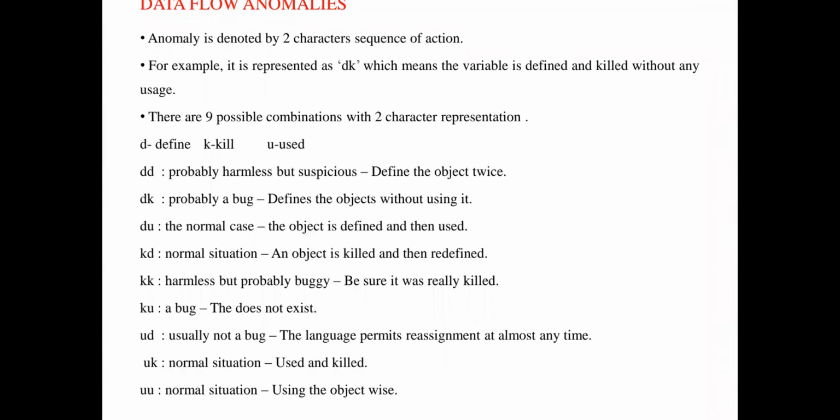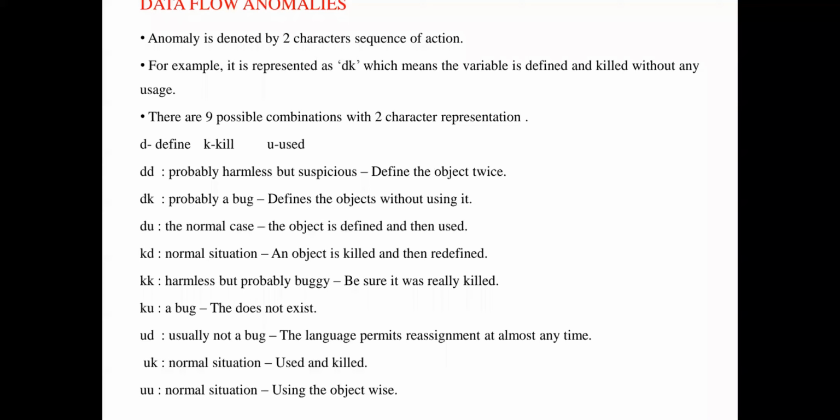So that is a loss of memory. When you define a variable, memory will be allotted to that particular variable, but you are not using that variable. It is the loss of memory; the allocation of memory is a waste. So that is an anomaly. dk means that the variable is defined and killed without any usage. So an anomaly is represented with two characters. The two characters give an action of the anomaly.